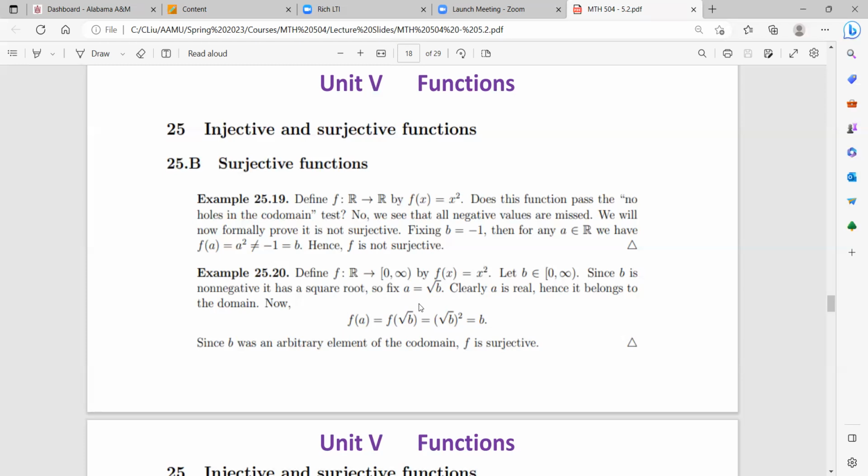Actually, it has two numbers paired with it for each b. It has two numbers in the first coordinate of all the pairs, both positive and negative, for any positive number b. And for 0, it only has one number to pair with it, which is 0. But for any positive number in the codomain, you can always find the two numbers in the domain paired with it. So that is a surjective function.